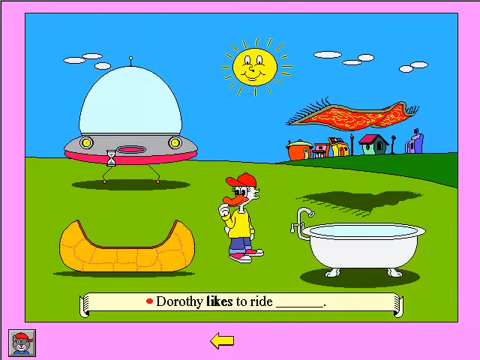Cod, sod, pod, rod. Excellent! Cod, sod, pod, rod. Cod, sod, pod, rod.